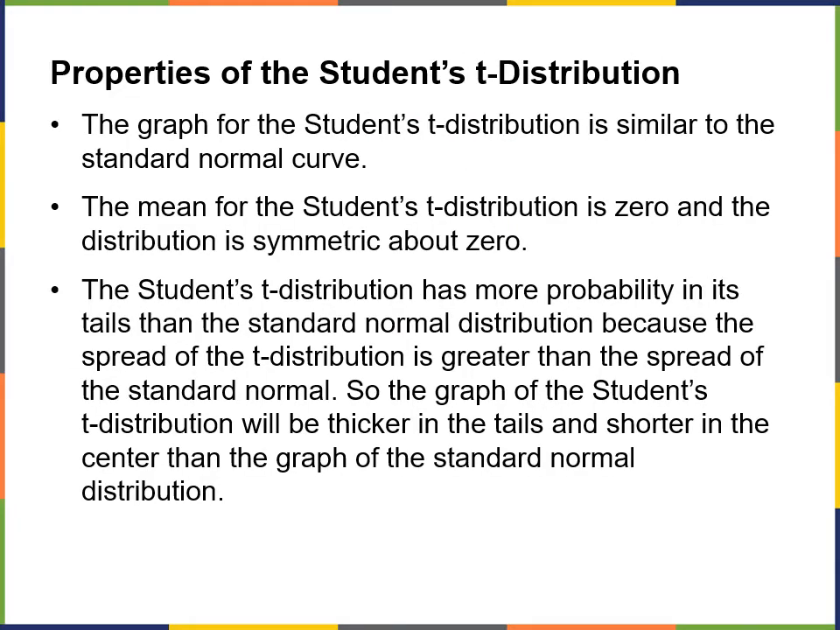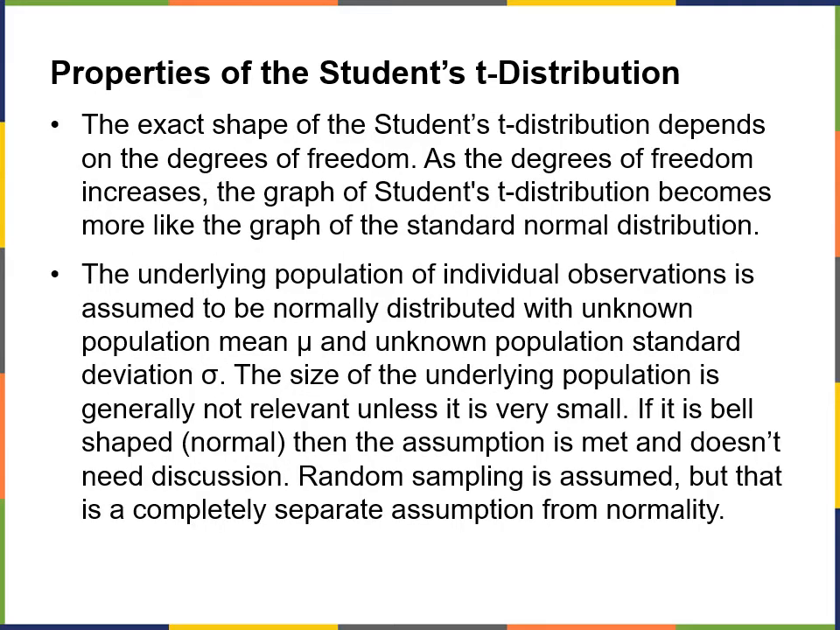Some basic properties of a student t-distribution. The graph of a student t-distribution is similar to the standard normal curve in that it has a bell shape, but it has a slightly different curvature to it. And we'll see that when I compare them, and I'll show you pictures. The mean of the student t-distribution is 0, and it's symmetric about the mean, so that's very similar to the normal distribution. The mean sits in the middle and the mean is 0. So just like a standard normal distribution. The student t-distribution has more probability in its tails than the normal distribution does, just because the spread of the curve is slightly different.